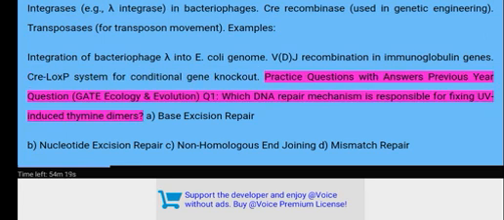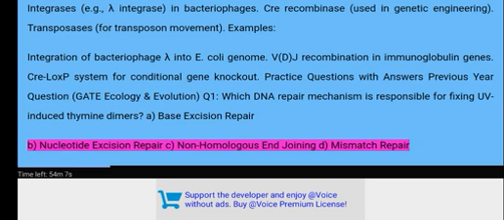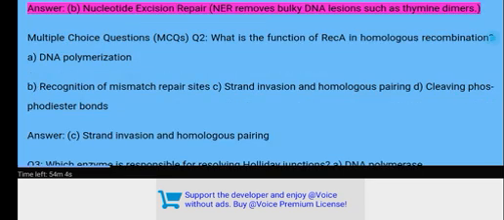Practice questions with answers. Previous year question. GATE Ecology and Evolution. Q1. Which DNA repair mechanism is responsible for fixing UV-induced thymine dimers? A. Base excision repair. B. Nucleotide excision repair. C. Non-homologous end joining. D. Mismatch repair. Answer: B. Nucleotide excision repair. NER removes bulky DNA lesions such as thymine dimers.